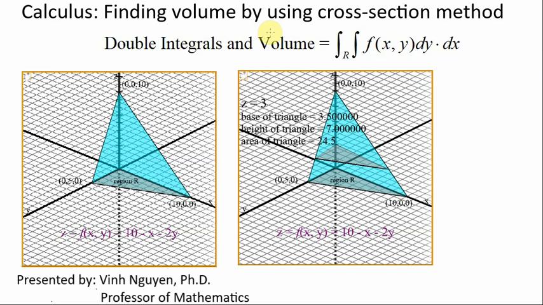This video is on finding volume by using the cross-section method and also the double integral method. Here I have this solid that is bounded by this region R on the xy plane, and above region R is the plane z equals 10 minus x minus 2y. First I'm going to use the cross-section method and then use the double integral method.